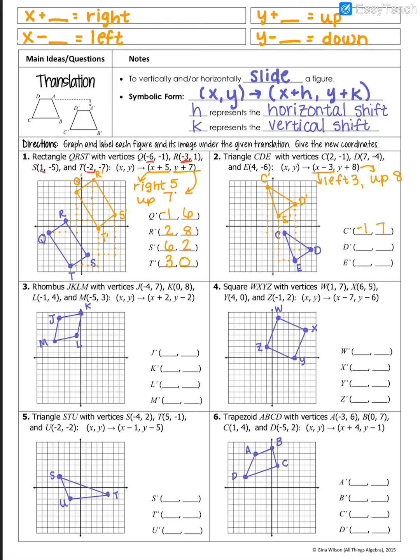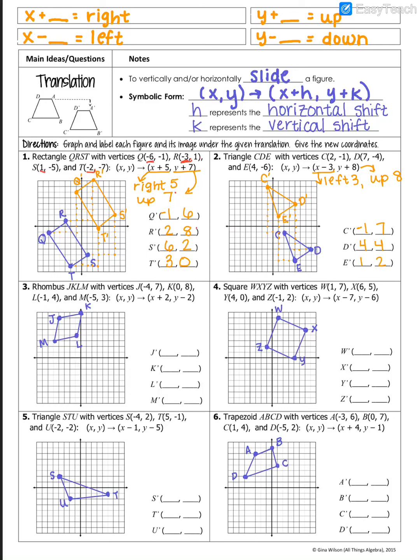D prime is at 1, 2, 3, 4. Looks like 4, 4. Yeah, okay, and then E prime is at 1, 2. All right, so same deal.